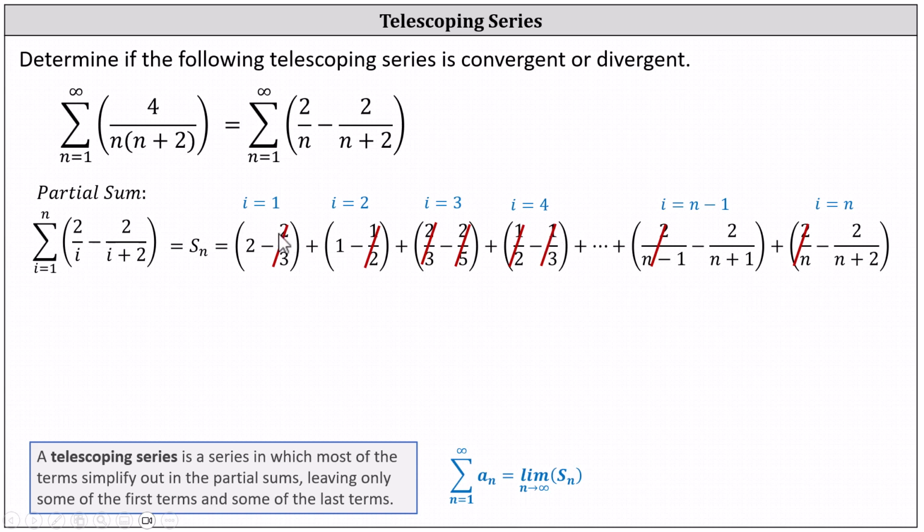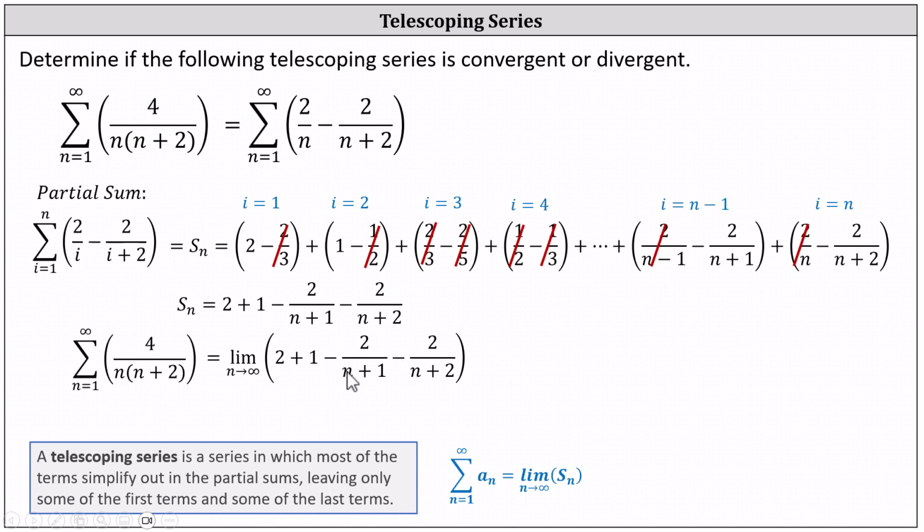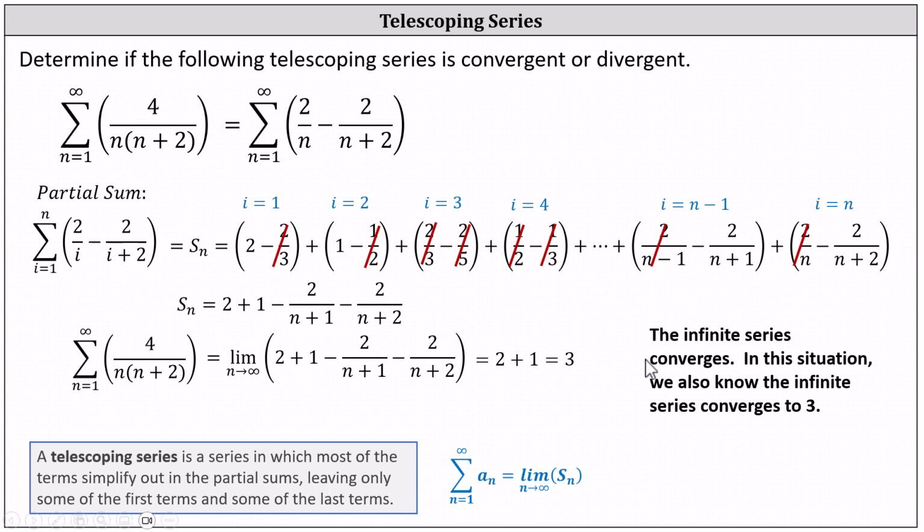We now have a formula for the partial sum S sub n. S sub n is equal to 2 plus 1 minus 2 divided by the quantity n plus 1 minus 2 divided by the quantity n plus 2. And now we need to determine the limit as n approaches infinity of S sub n. Notice as n approaches infinity, both fractions approach 0, and therefore the limit is equal to 2 plus 1, which equals 3. So because the limit exists, we now know the infinite series converges, and in this situation, we also know the infinite series converges to 3. I hope you found this helpful.